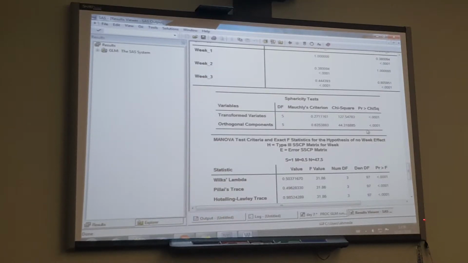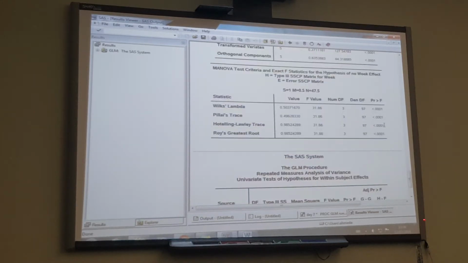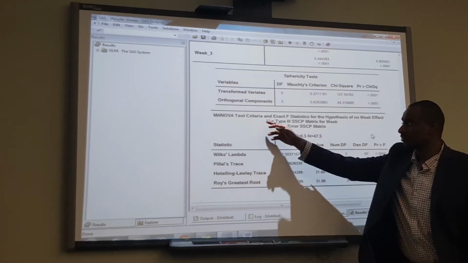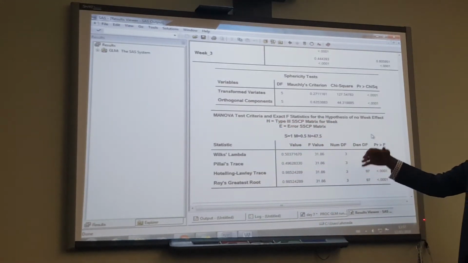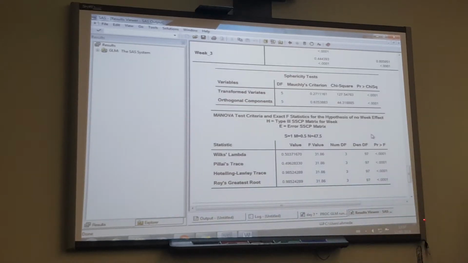We will take Greenhouse. Next I have two solutions. There is the multivariate, which is not yet shown to you, but it is here. This is a multivariate MANOVA test criteria. The multivariate has 4 different tests also. The most important test is Wilks' lambda.